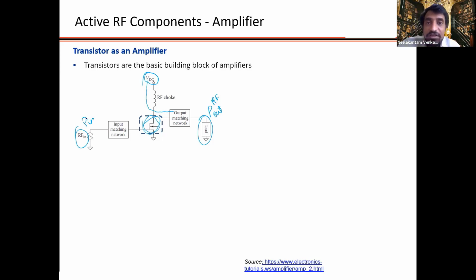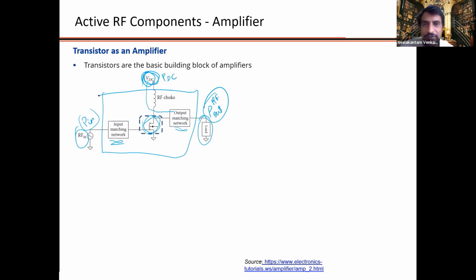It is not that the amplifier magically gives a high power. Energy has to be conserved. Somebody has to give that energy. It is this DC power supply, the PDC, plus the P in that gets converted to the RF out. And in that process, you want to bias this transistor, which we will see what that means. And you will have to have input and output matching networks. So this whole package is what you call an amplifier.